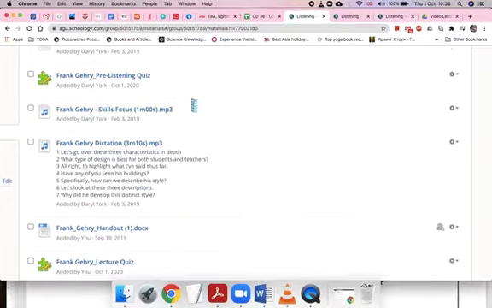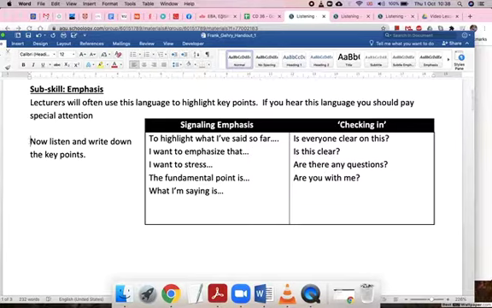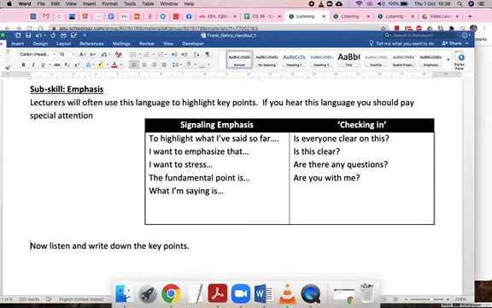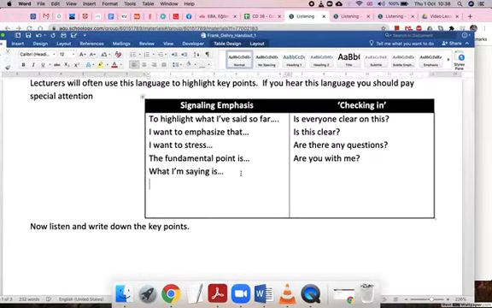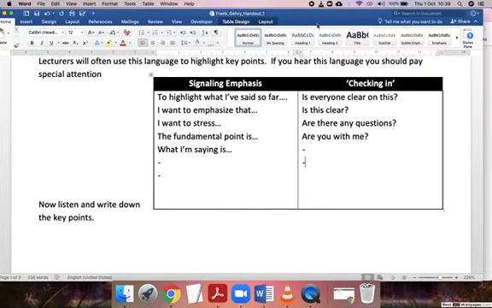In your lesson folder, you have skill focus audio, 1 minute. Please listen to this, and your first task is simply write down 2 more examples that a lecturer is using to signal an emphasis and 2 more examples of checking in. Okay, so pause this tutorial, listen to the skill focus audio and add 4 more phrases. Start now.